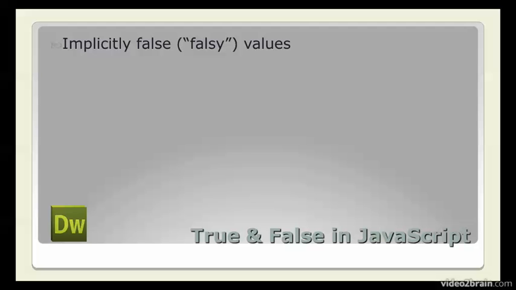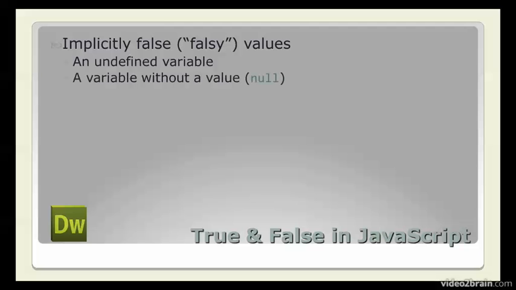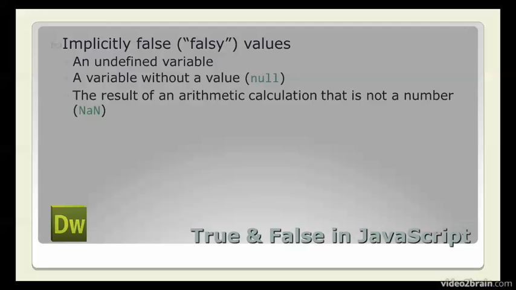JavaScript also has a concept of what is known as implicitly false values. Very often people call these falsy values. The following things are considered to be false. An undefined variable, that's a variable that doesn't exist. A variable without a value, or one that has been assigned the keyword null. The result of an arithmetic calculation that's not a number, and that also has a JavaScript keyword which is NaN, which is case sensitive, so it's capital N, small a, capital N.